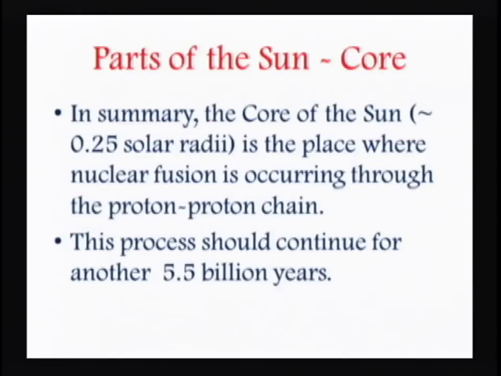So if I go back and look at those parts of the sun, where are we getting that pressure outward? Well, the core of the sun is about 25% of the solar radius. It's a place where you have nuclear fusion occurring through the proton-proton chain. And like I said, guys, that's what's been powering the sun for the last 5 billion years. That's what's going to power it for the next 5 billion years.